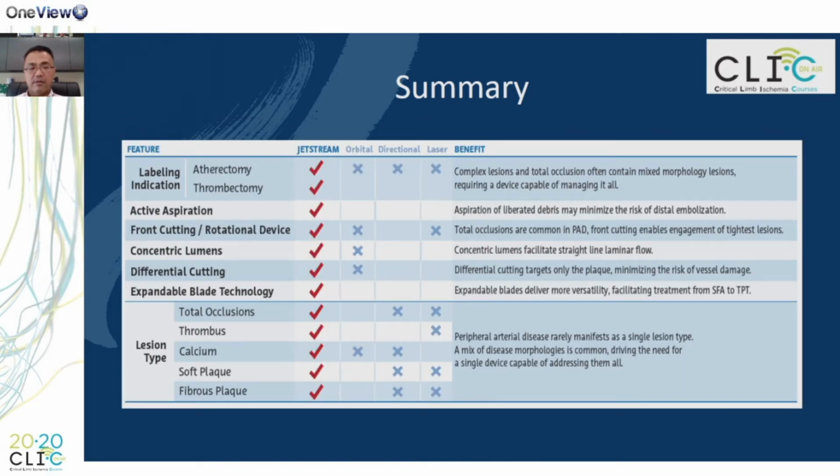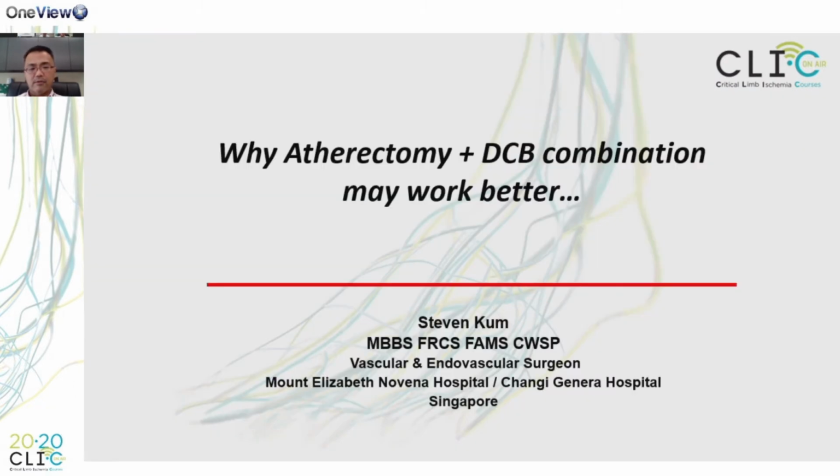Next slide, please. So again, a combination of atherectomy and thrombectomy to address the mixed lesions within a complex SFA lesion, having aspiration, having a fluted tip to engage the lesion, differential cutting with or without the blades, and different sizing as well, really gives you the opportunity to treat a complex patient. Next slide, please. Thank you very much for your attention.